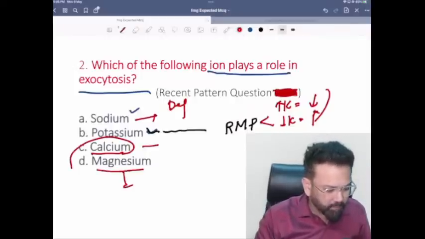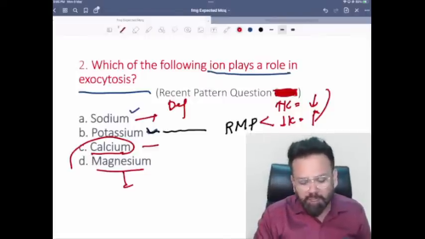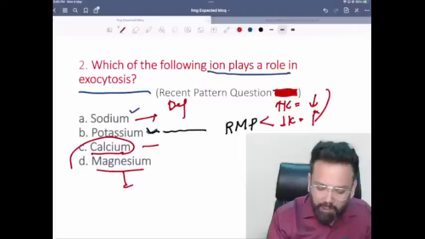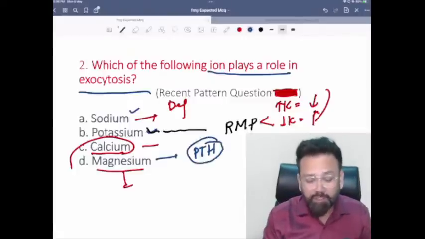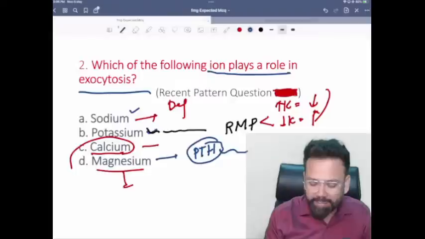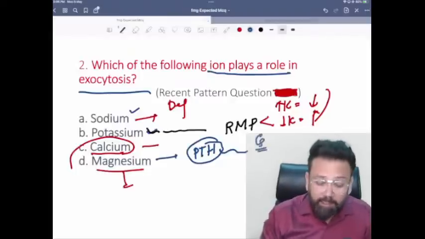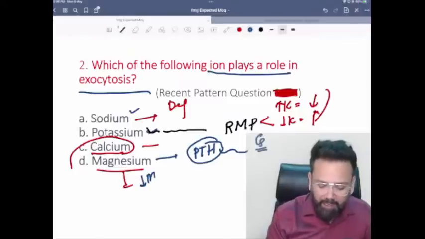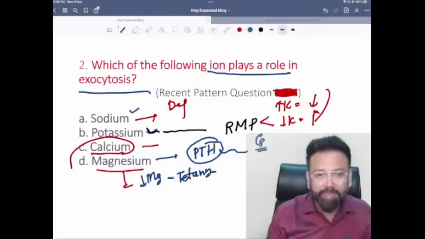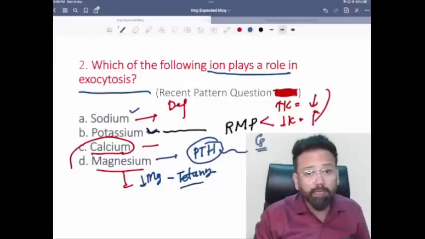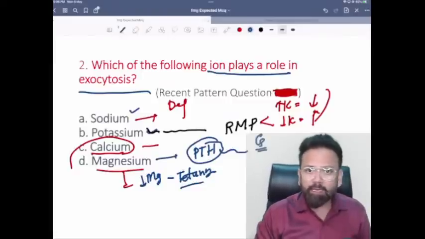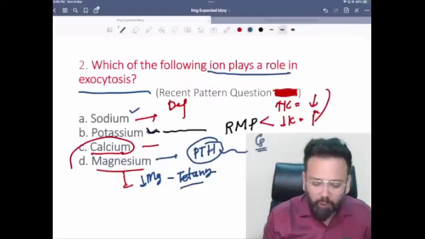Now, what about magnesium? Who will say? Who will tell me the main role of magnesium? The main role of magnesium is to release parathormone, which maintains free calcium. That is why hypomagnesemia can also cause tetany. So, what are the causes of tetany, doctors? Number one is hypocalcemia, number two is hypomagnesemia, and number three is metabolic alkalosis. So, which of the following ions plays a role in exocytosis?